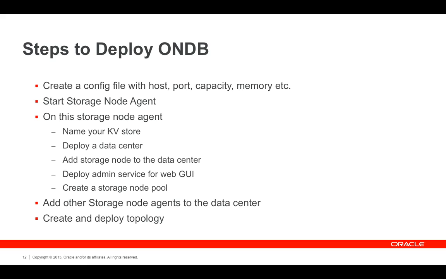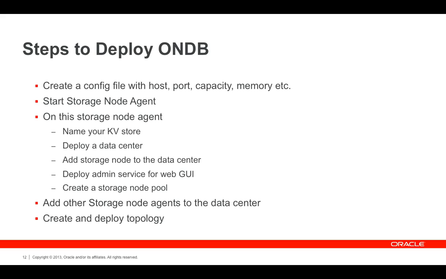Now, on this storage node agent, we configure the name of our KV store. This is like the name of the database. Then we deploy one or more data centers. Then we add the storage node to the data center. We deploy the administrative service, which gives us a web GUI to monitor our store. And we create something called storage node pool, and this pool is for resource management. Once this is done, our first storage node is up and running, is fully functional.